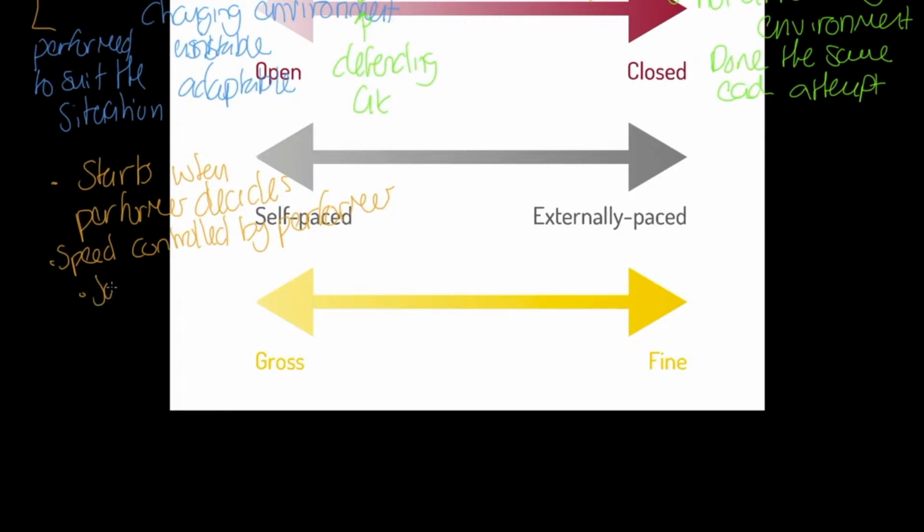And examples again would be things like our javelin throw. Examples would be our conversion in rugby. Examples would be things like marathon running. It's up to the performer to decide on those factors.